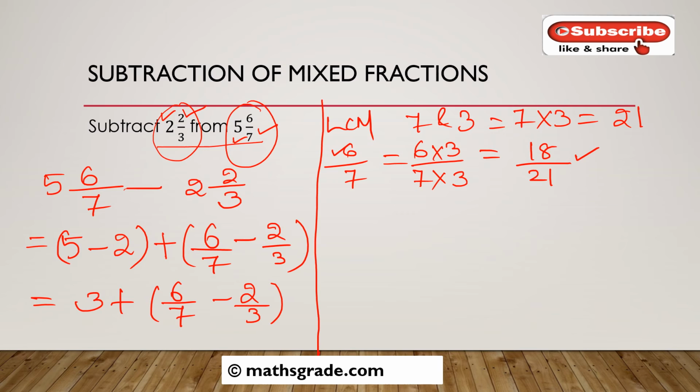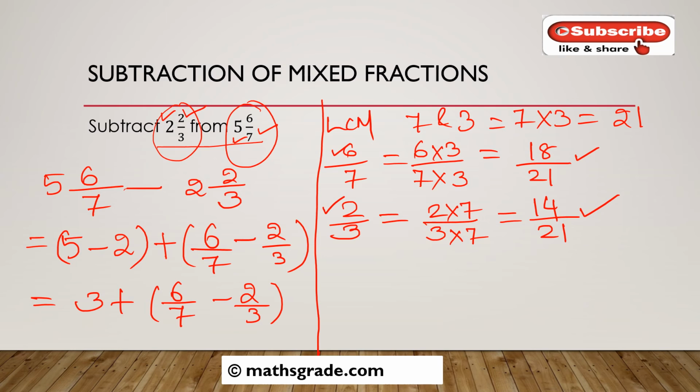Now we have to convert the second fraction, 2 divided by 3, into an equivalent fraction. First we have to find the number. Which number do you multiply with 3 to get 21, which is equal to the LCM? In the table of 3, multiplying 7 with 3, we get 21. Now we multiply the same number 7 with the numerator. So the numerator 2 multiplied by 7 is 14, and the denominator 3 multiplied by 7 is 21. And 14 divided by 21 is the equivalent fraction of 2 divided by 3.